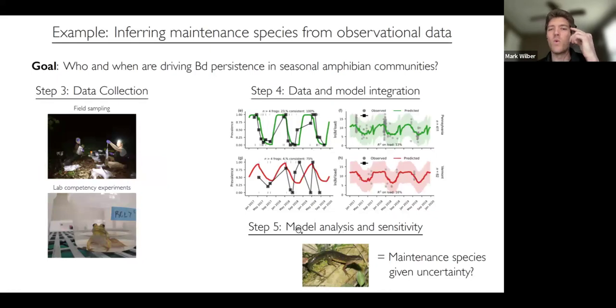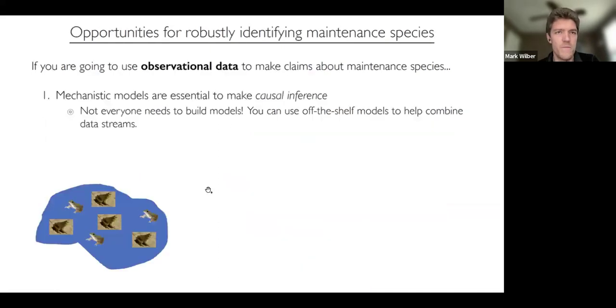This is sort of a key piece of it. But the important thing is then once we get to step 5, we have this robustly parameterized model, and we can get away from saying high prevalence equals maintenance species. Rather, we can query our model and understand how sensitive our conclusions are to parameter uncertainty and model structure, leading to much more robust conclusions about how, in this case, amphibian species are driving BD persistence.